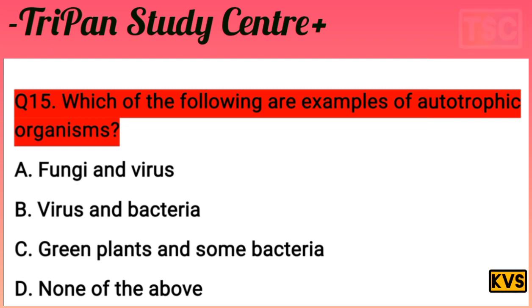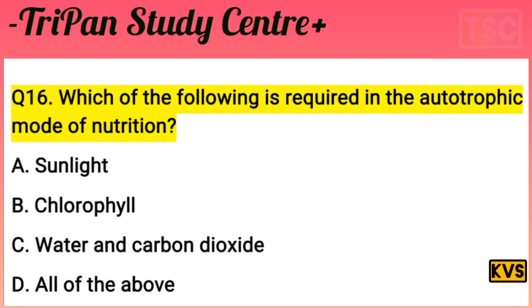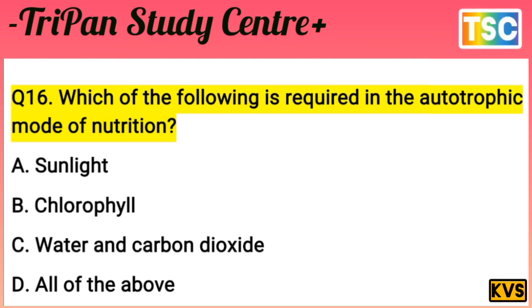And let's see the next question on your screen. Which of the following is required in an autotrophic mode of nutrition? A. Sunlight. B. Chlorophyll. C. Water and carbon dioxide. And D. All of the above. The question is very interesting, but the answer is also very interesting. After checking the answer, let's see some facts here.